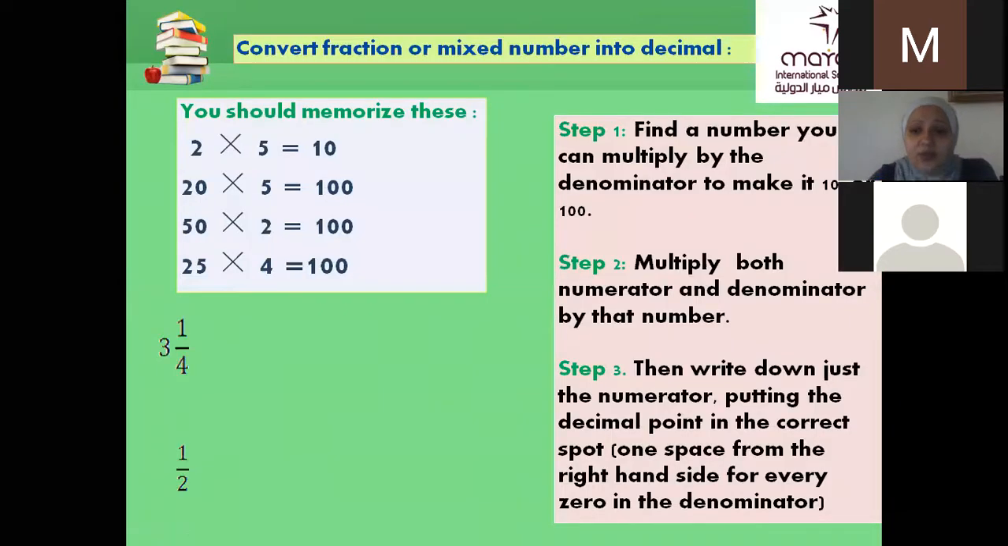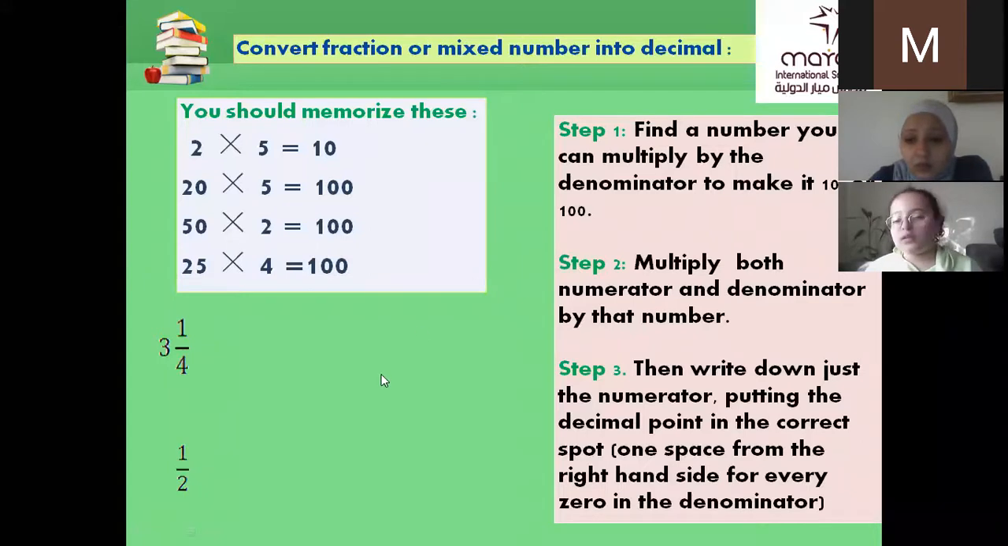Now, I told you to memorize these. We already know them. The new one is 25 times 4. So, how do we change 3 and 1 out of 4 to a decimal? The denominator should always be what? Lean, can you tell me? To change it to a decimal, it should be a number. What is that number? It should be 10 or 100.